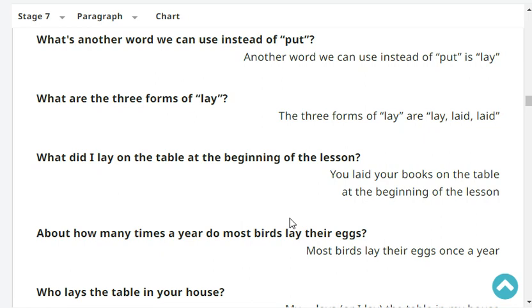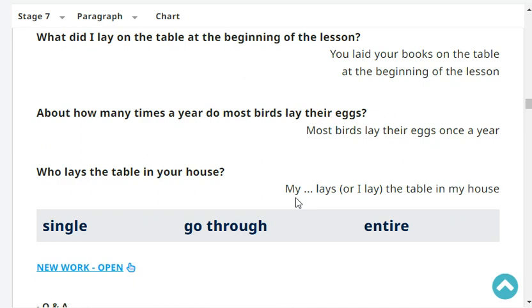Very good. What did I lay on the table at the beginning of the lesson? You laid your books on the table at the beginning of the lesson. About how many times a year do most birds lay their eggs? Most birds lay their eggs once a year.